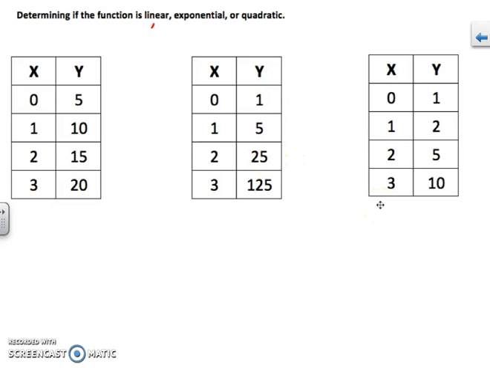Okay, all right. Now we need to determine if a table is linear, exponential, or quadratic. So remember, linear is when they are adding or subtracting by the same number. Exponential is when they were multiplying or dividing. And then for quadratic, it is called the second difference. And I'll talk about that.